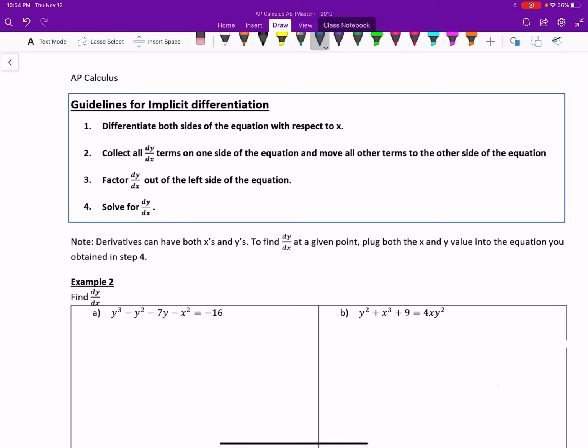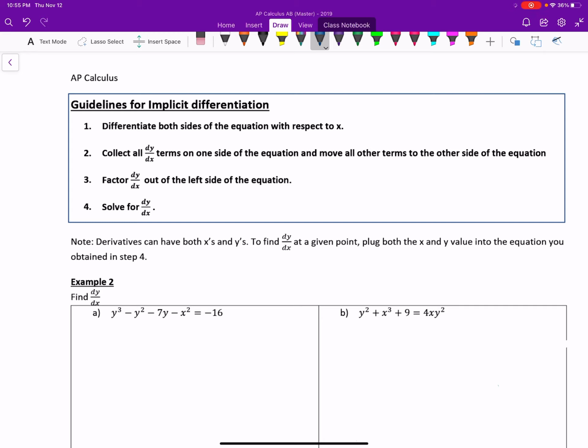Ultimately, implicit differentiation is really some form of the chain rule, believe it or not. That's why we have to teach you the chain rule before we start implicit differentiation. There are some general guidelines or steps to follow anytime you're asked to use implicit differentiation to find dy dx.